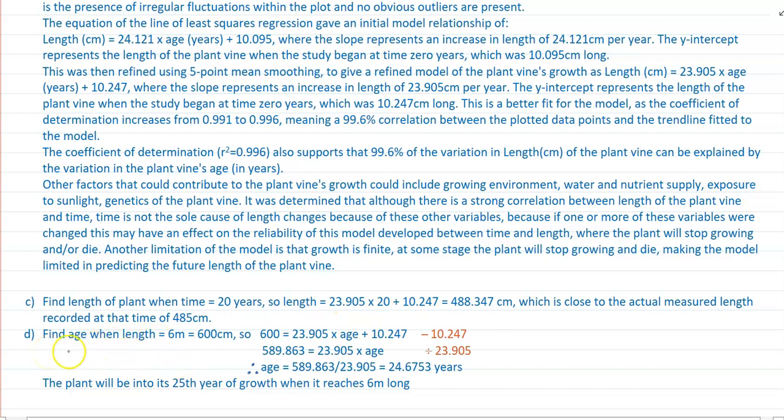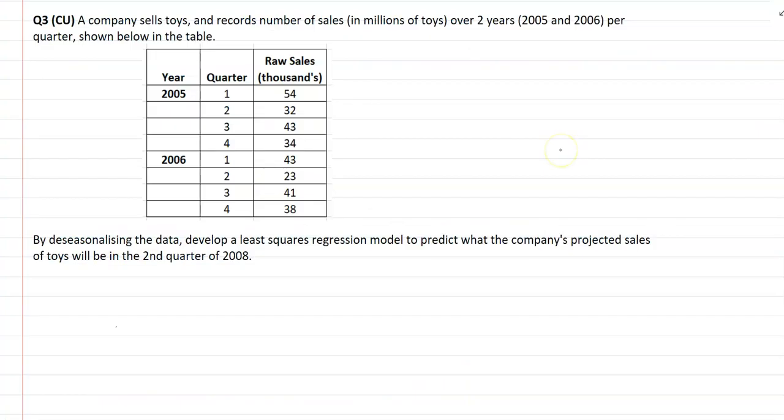Then swapping it round, we've got to find the age when the length is 6 meters. So you convert that first to centimeters, sub it in, minus the 10.247, divide it by the slope of 23.905, and that gives you an age of 24.6753. So essentially, the plant will be in its 25th year of growth when it gets to 6 meters long. Okay, a last question.